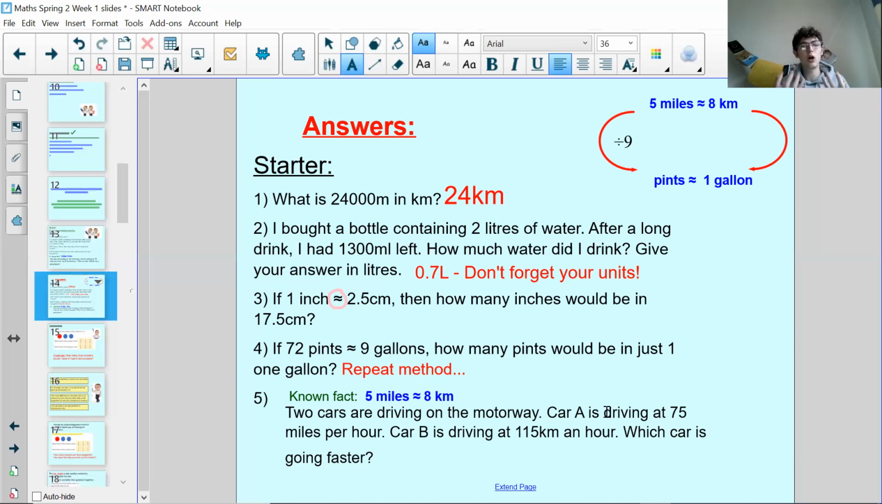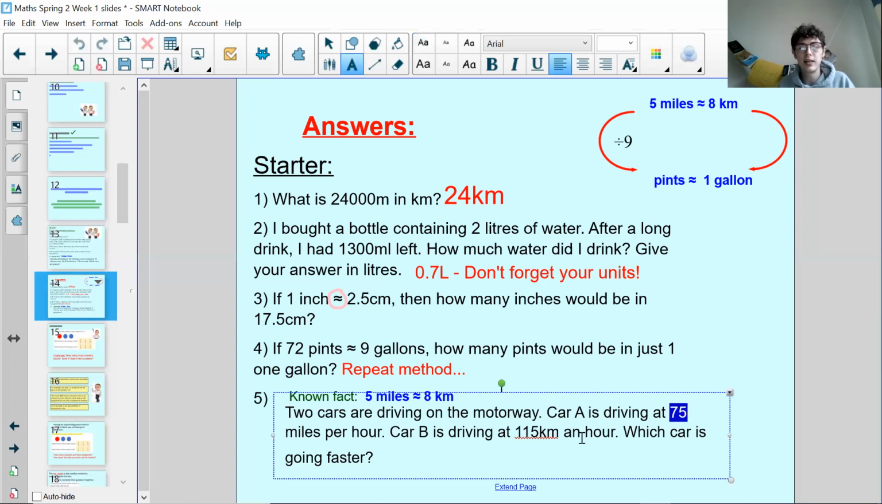Okay, so we know that we've got 2 different types of measurements that we need to convert to the same unit so we can compare them. So what I'll do is convert the 115 kilometers into miles. We don't need to worry about the per hour part. We just need to look at the relevant information.